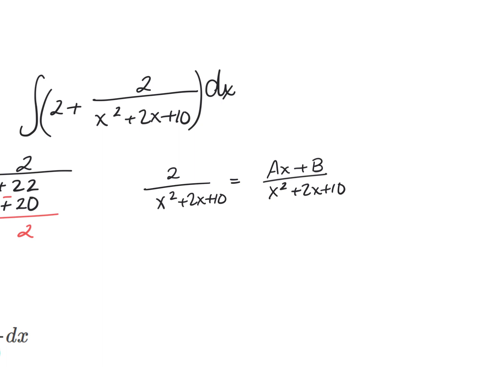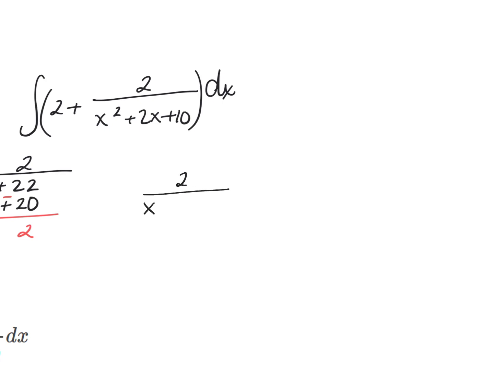Okay. And the reason the partial fraction didn't help me is because if I multiply by my lowest common denominator, I'm going to get 2 is equal to ax plus b. That means a has to be 0, b has to be 2. So I get 2 over x squared plus 2x plus 10 equals 2 over x squared plus 2x plus 10. So that didn't help me at all. All right, so if that didn't help me, what else can I do? Well, we have learned other techniques of integration. So let's complete the square.